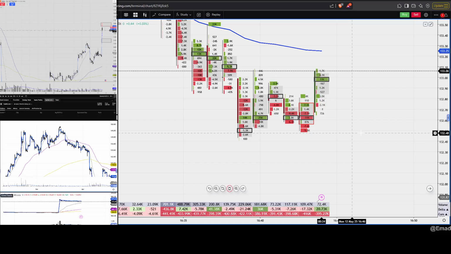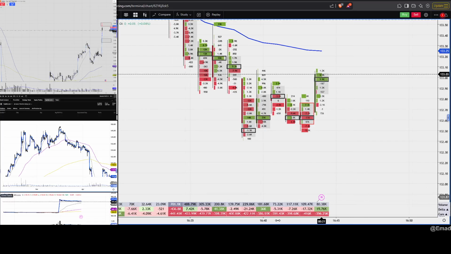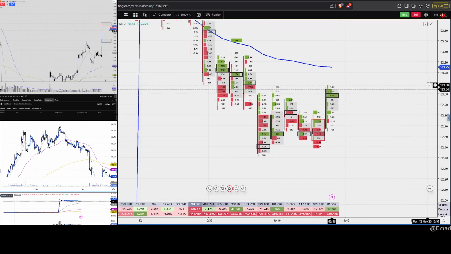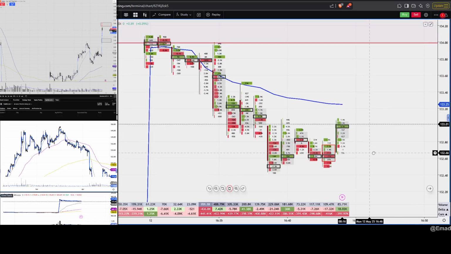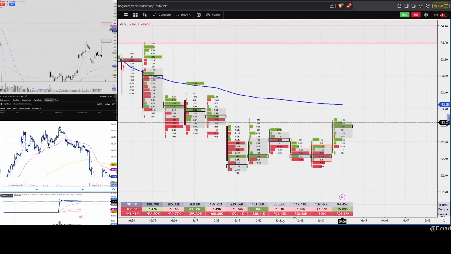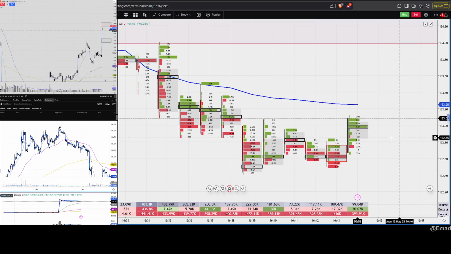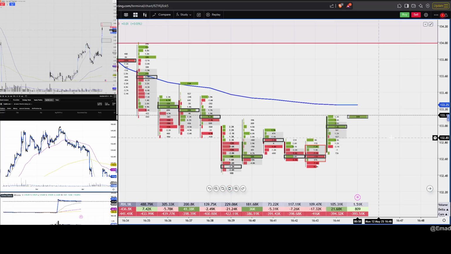It rallied, but it's okay. So this is a mean reversion style of trading. You understand? No big flashy moves, just a slow market doing its thing, and you watching it do its thing.